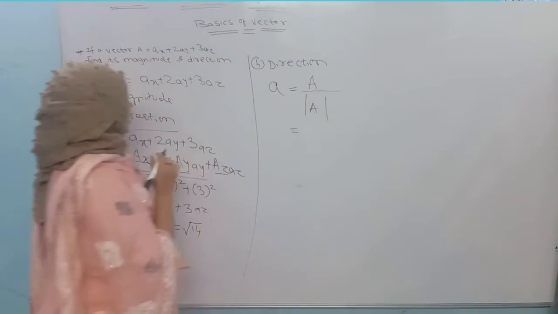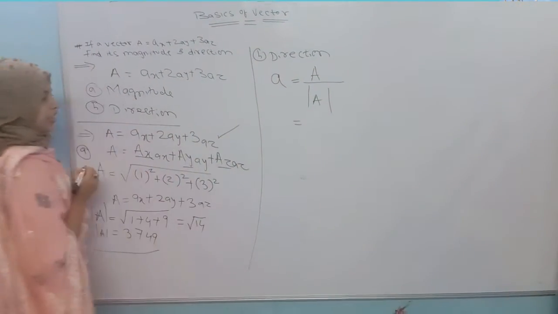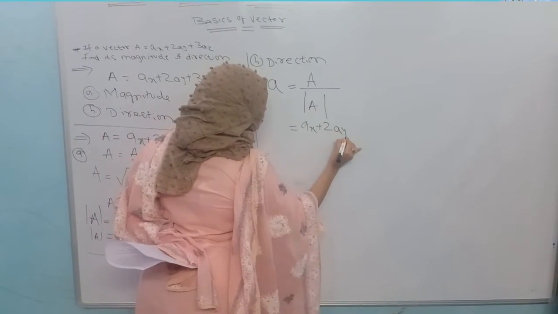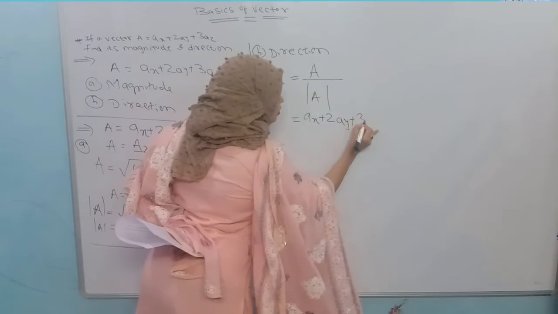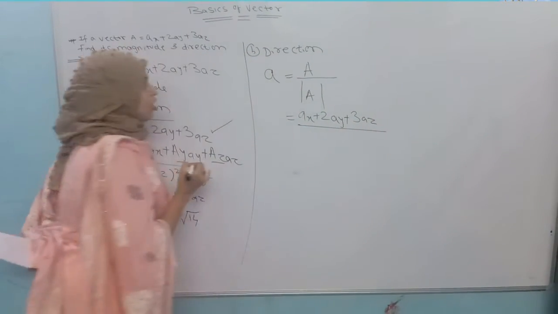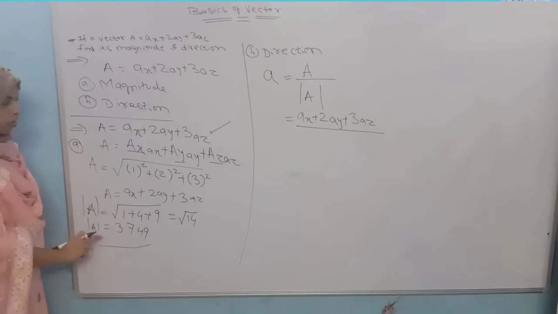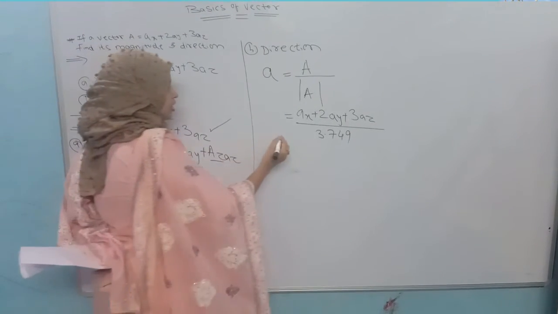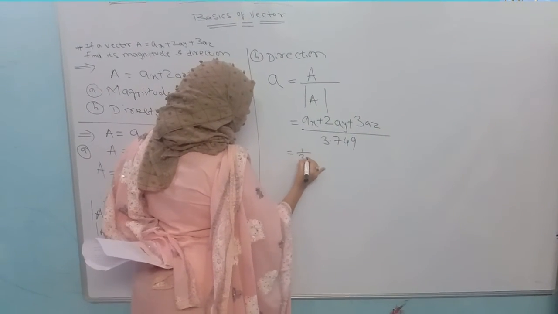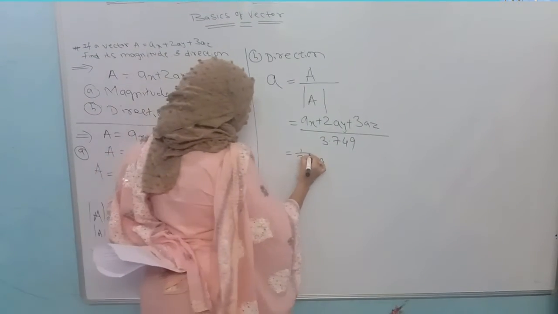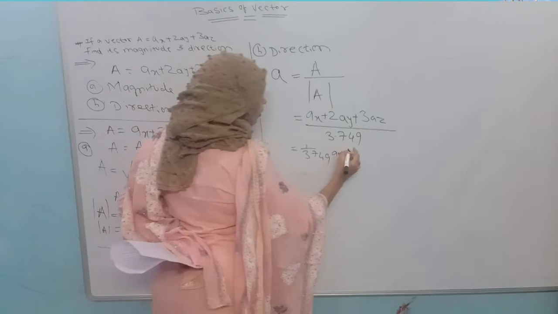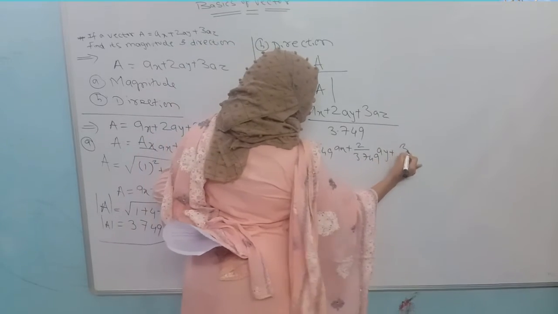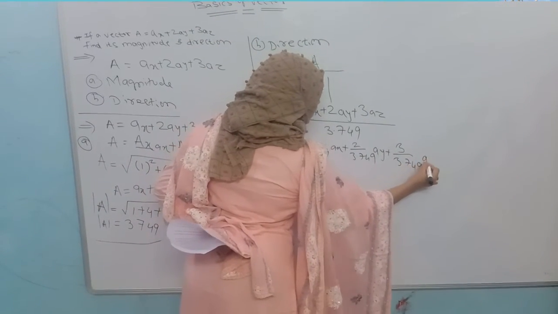So here, what is my A? Just see here. What is my A? A will be ax plus 2ay plus 3az divided by, already we have calculated mod of A. What is that mod of A? 3.749. Now with the help of calci, you can calculate 1 by 3.749 of ax. Similarly, 2 divided by this one, 3.749, which direction? ay. Similarly, last part, 3 divided by 3.749 az.